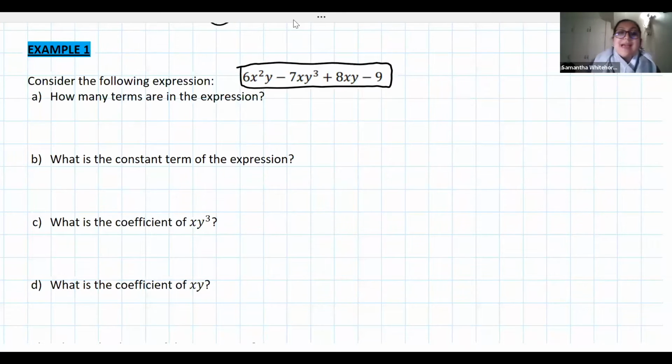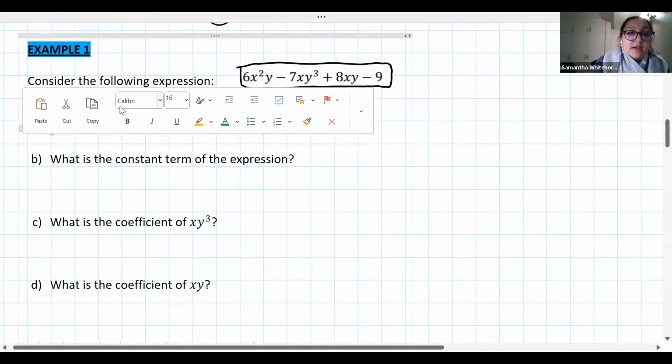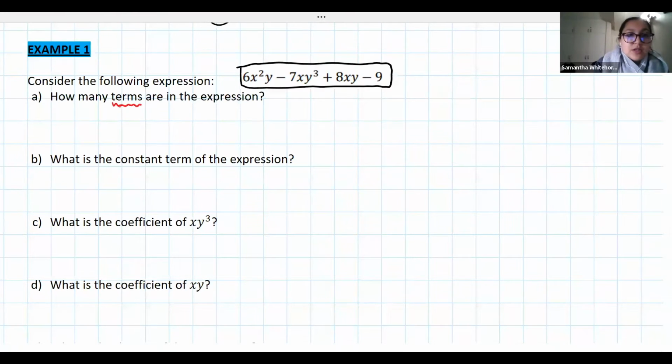First question being, how many terms are there in the expression? Quickly in the chat, how many terms do you think there are? Nice, well done. There are 4 terms. If you're not too sure why, remember the plus and minus signs separate your terms. So here we've got 1 term, 2 terms, 3 terms, 4 terms. There's 4, and I know that because of the plus or minus signs.